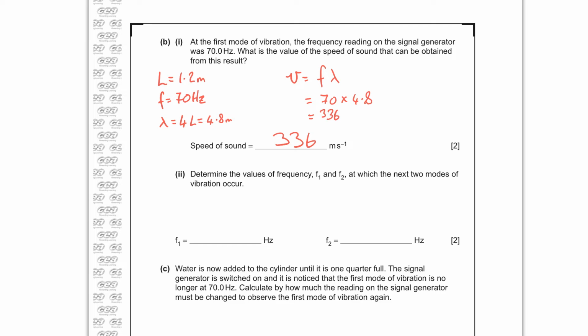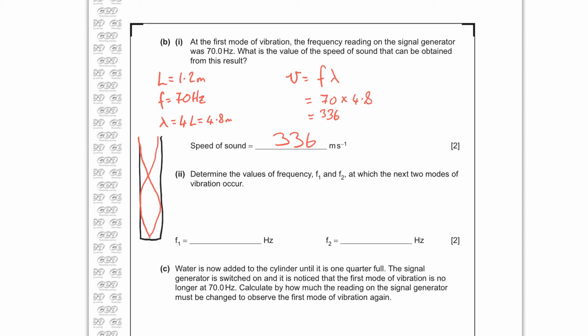Part 2. Determine the values of frequency F1 and F2 at which the next two modes of vibration occur. So this is the next position where a resonance can occur with an antinode at the open end and a node at the closed end. You can see that this is like 3/4 of lambda. So the original one's like lambda over 4, this is like 3 lambda over 4. So this is going to be 3 times the original frequency.